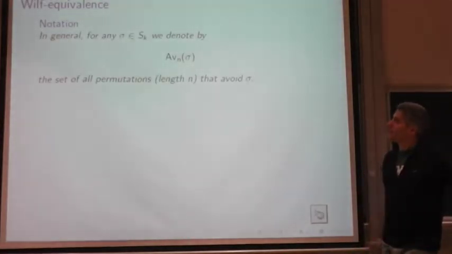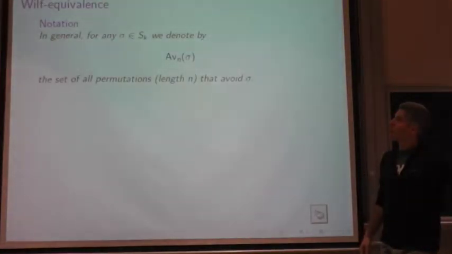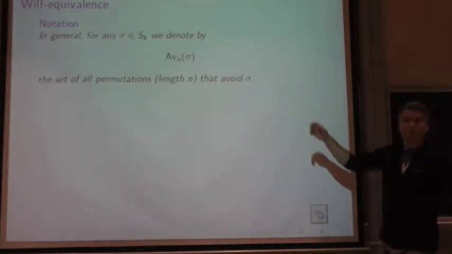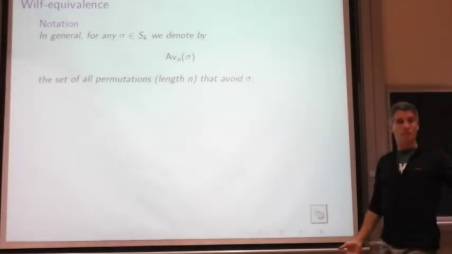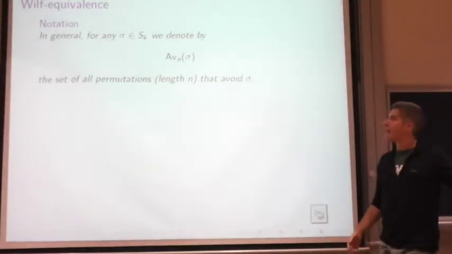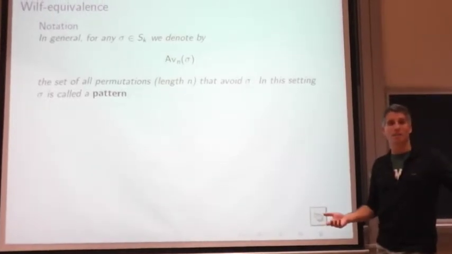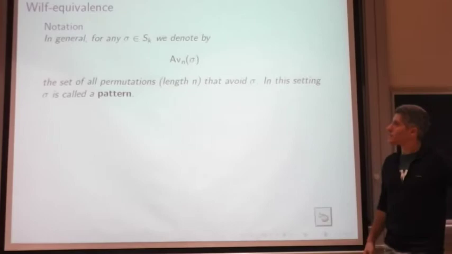And just some notation, in general, for any sigma, we denote by Av_n(sigma) the set of all permutations that have length n that avoid sigma. Okay? And in this sense, I'm going to call sigma my pattern. So going back to the other slide, 2, 4, 1, 3, or 1, 2, 3 would be thought of as a pattern.